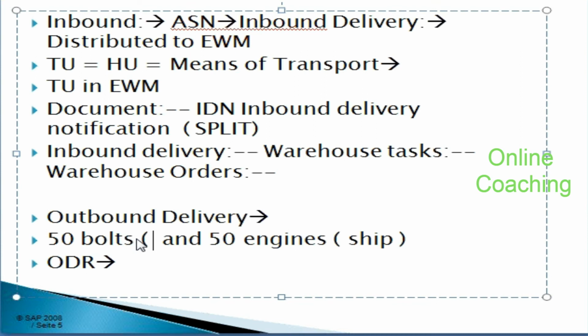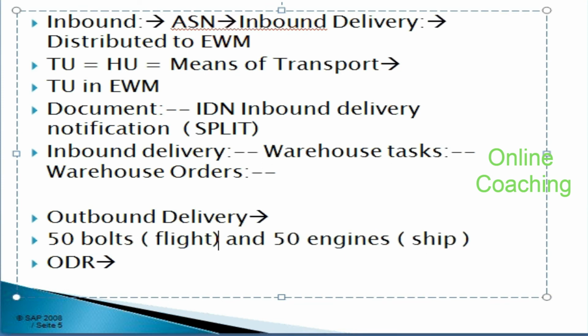Transportation. Is it clear now? That means the route is determined. Sometimes the route can be determined, or the way I'm going to ship the goods is going to be different also. Sometimes I'm going to pick certain parts of the goods only. So for various reasons, I need to split my outbound delivery also.